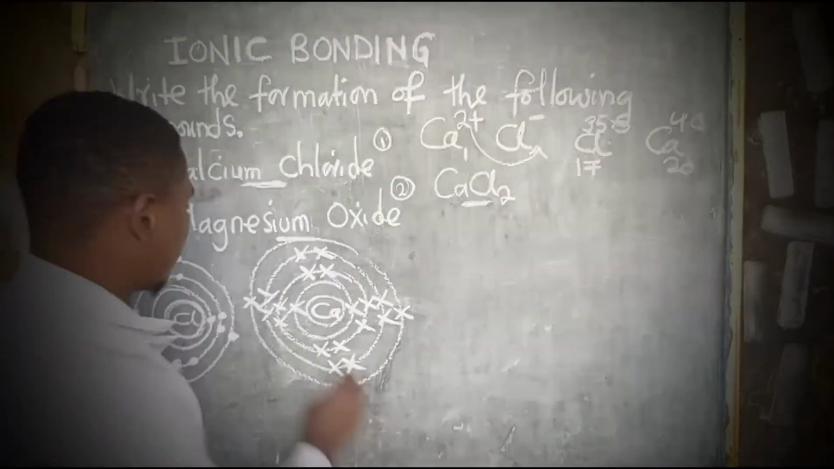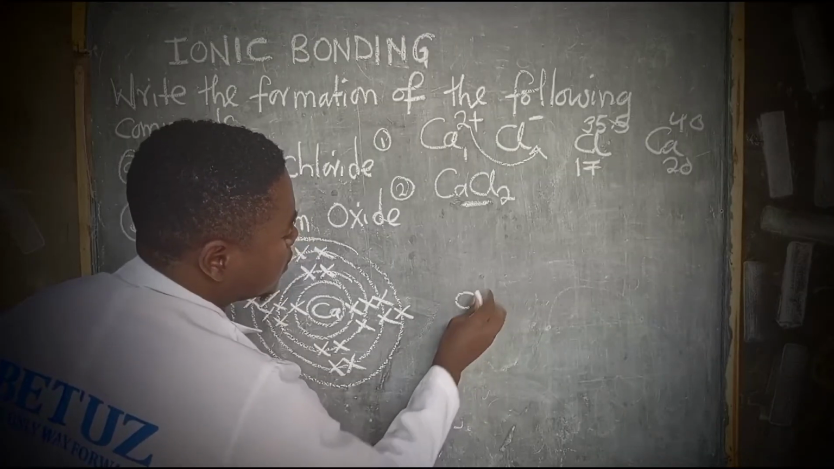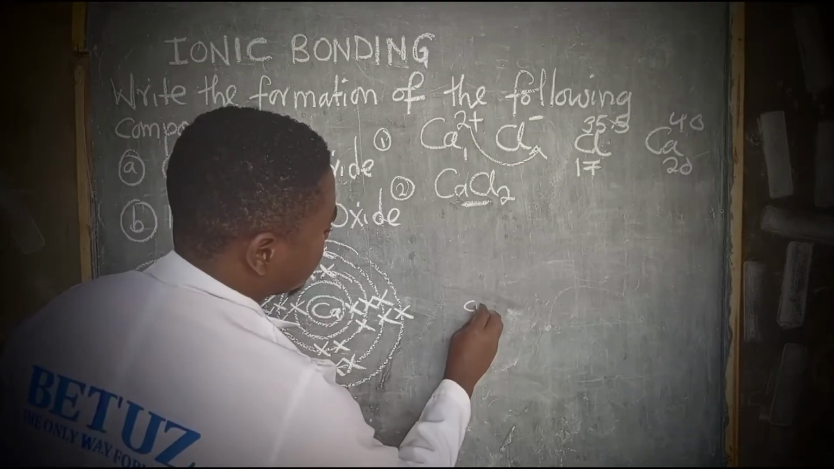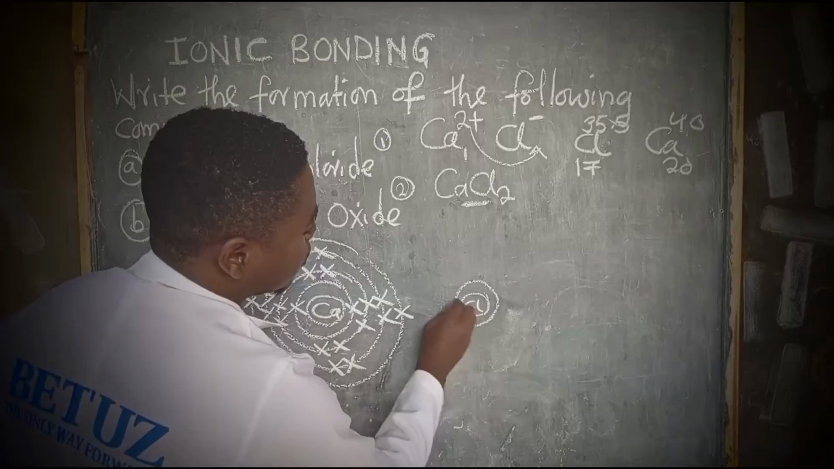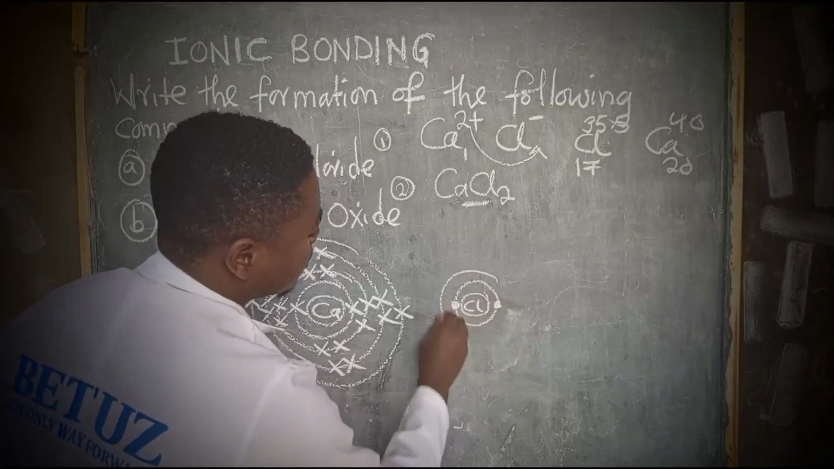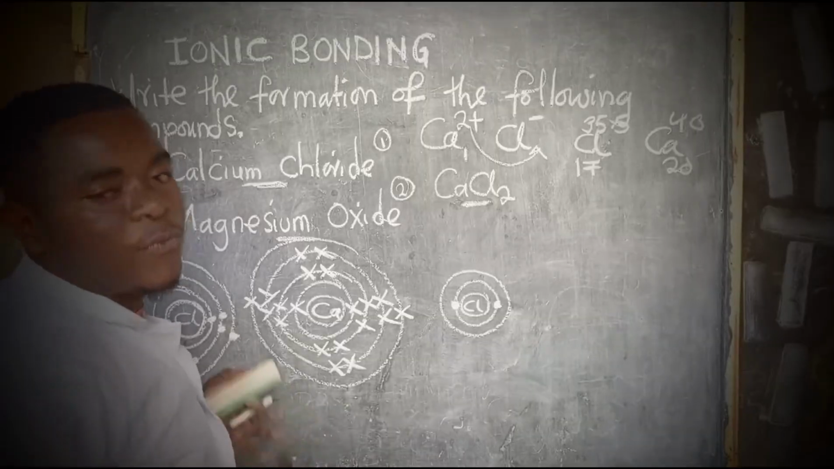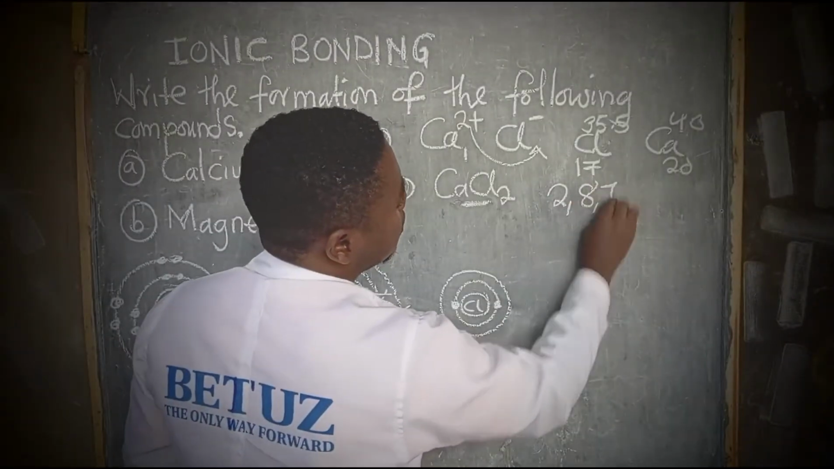I move to the next one. Add the chlorine this side, to separate the 2. I know that first shell I need to have 2. Second shell, and I guess you know how to write the electronic configuration. For this one it is 2, 8, 7.